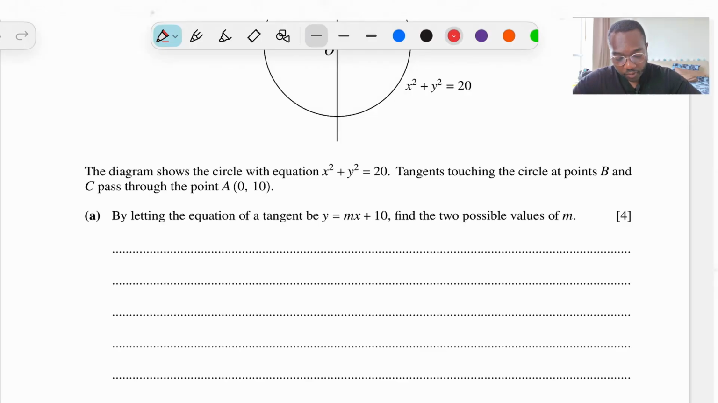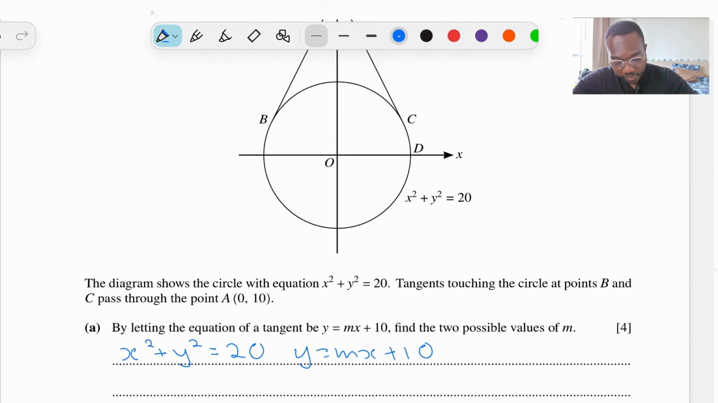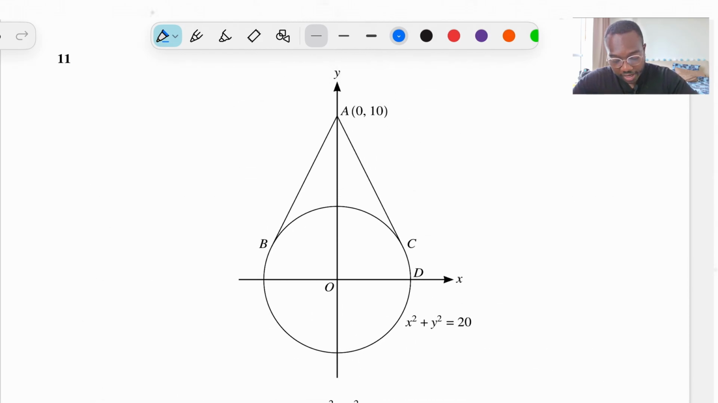So if we have that x squared plus y squared is equal to 20, we also have that y is equal to mx plus 10. We want to work out what m is, okay? Well, if they intersect, we know that there are two possible values of m, where m is the gradient in this question.